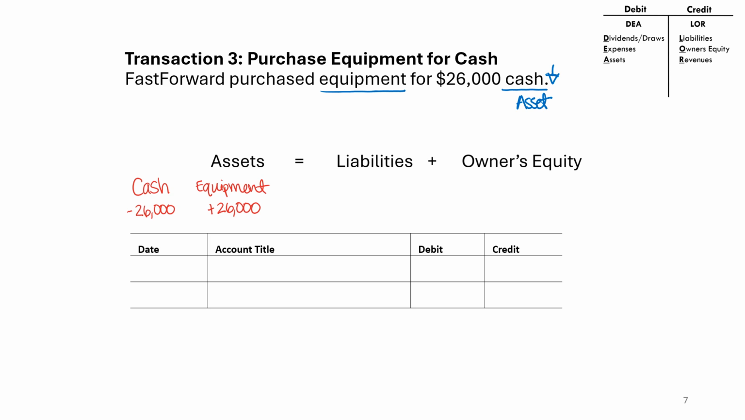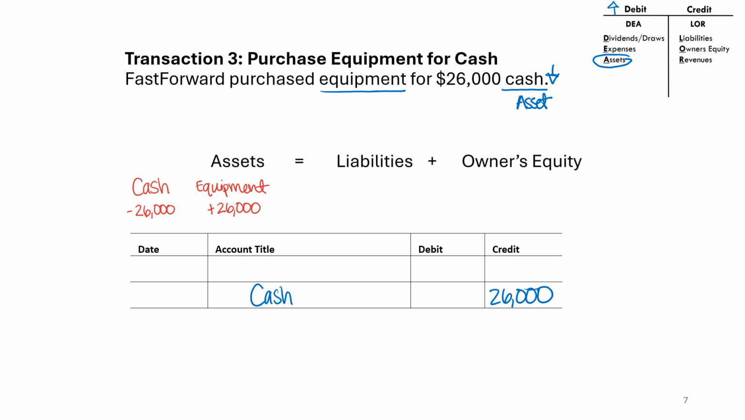Why is that? Because if you look at assets, assets are increased with a debit, but our asset is decreasing, so it will be decreased with a credit. So we can go ahead and put cash as our credit for $26,000.